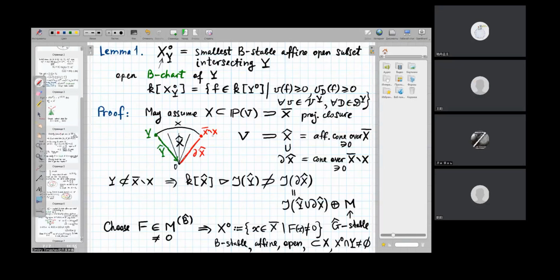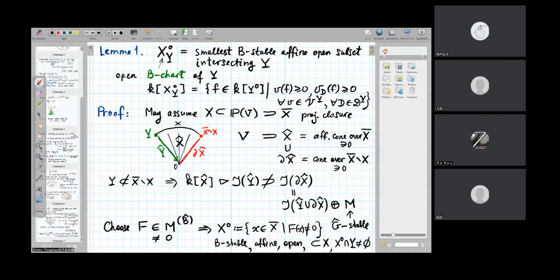So let me recall that. So X naught should contain Y. No, X naught does not contain Y. X naught just intersects Y. Some pieces of Y can be outside. The only thing I claim is that X naught intersects Y. So what we have done, we have found an affine B-stable open subset of X intersecting the orbit Y.